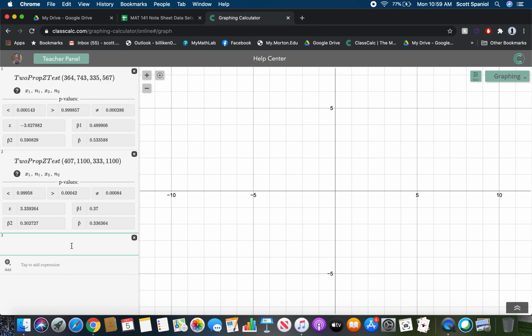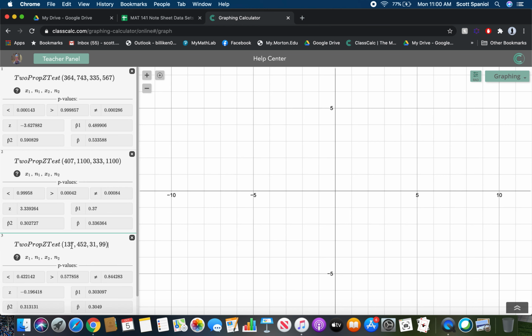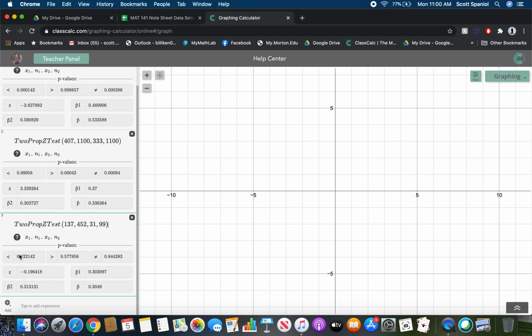So I'm going to do a 2 prop Z test. Once again, TPZT is the shortcut to get to this, and I can put in my values. So 137 out of 452 and 31 out of 99. And so in this case, for less than, over here on the left, our p-value is 0.4221. Okay, and that's all we need from the calculator, is that p-value.